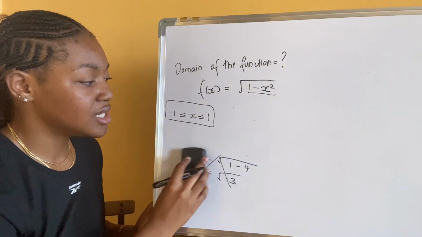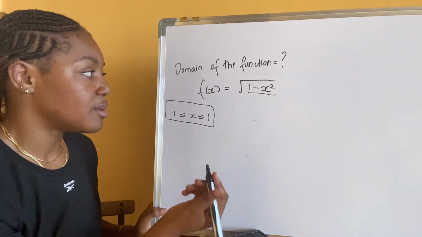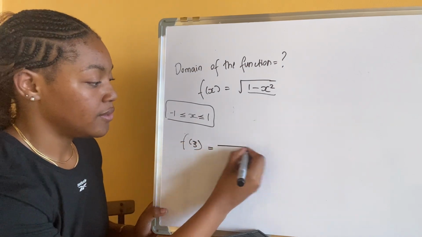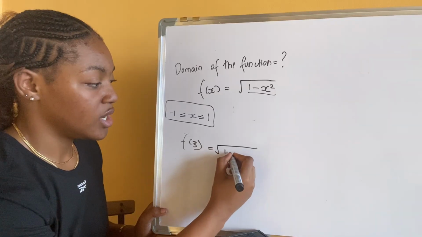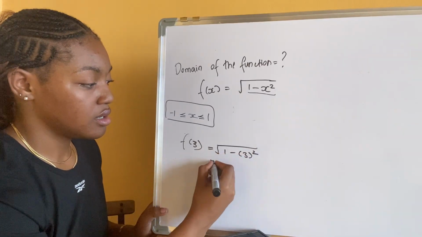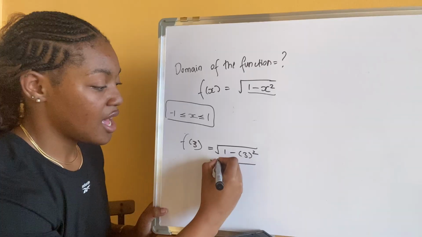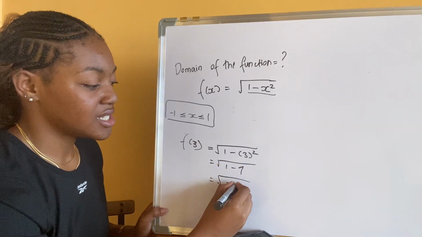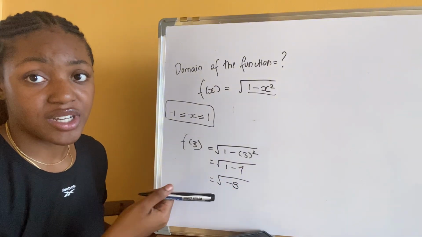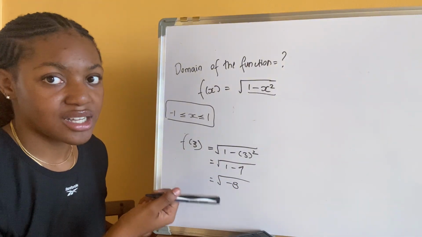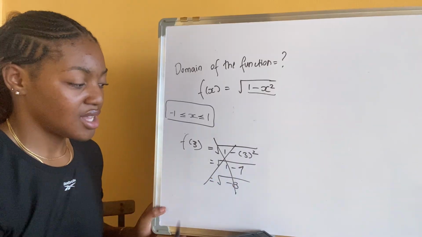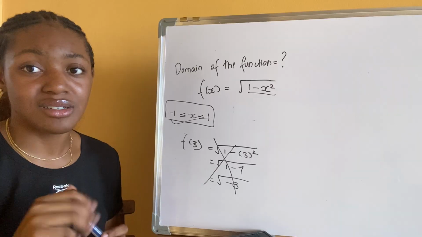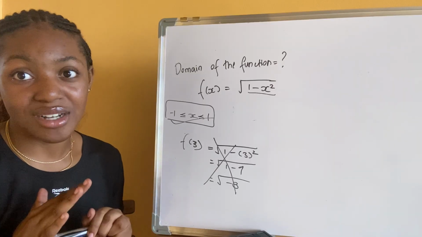And we can also do this for, let's use the number 3. That's also outside the interval. So we're gonna have 3 where x is, so 3 squared. So I'm gonna have 1 minus 9. 1 minus 9 is -8. Can you find the square root of -8? No, because it's a negative number. So that's a number outside the interval. So that's us verifying our answer. So option A is our answer.